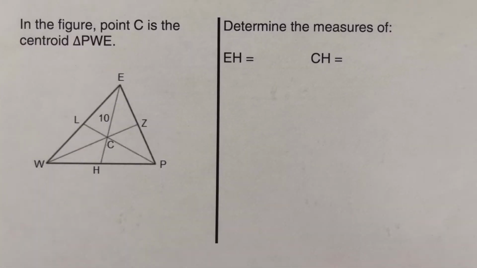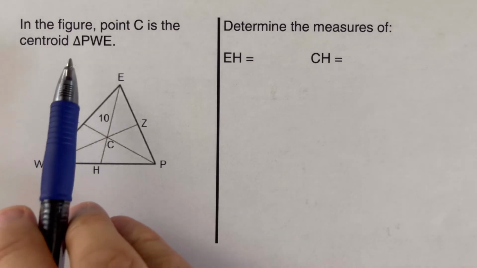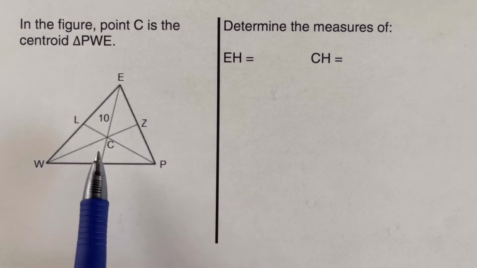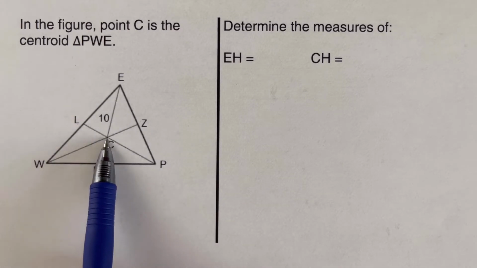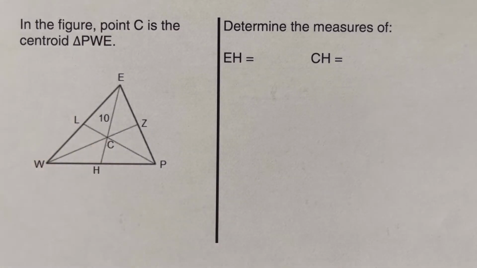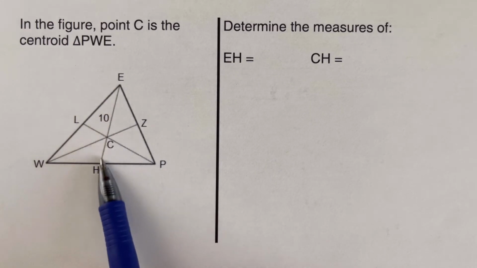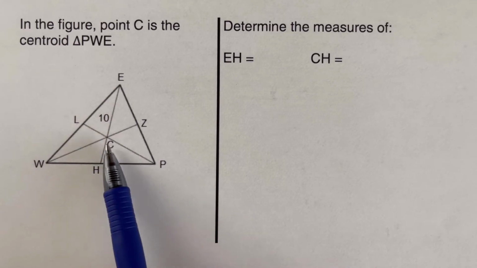In the figure, point C is the centroid of triangle PWE. So this C here is the centroid. This tells us that EH, PL, and WZ are medians of the triangle. And we have point C as the centroid. Now, we are supposed to determine the length of EH, so this length right here, and the length of CH.